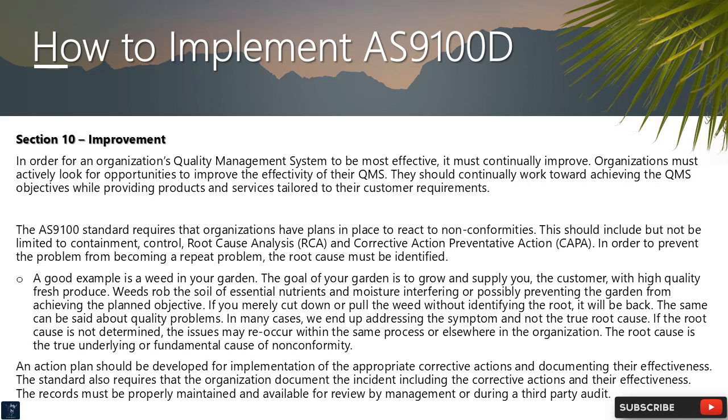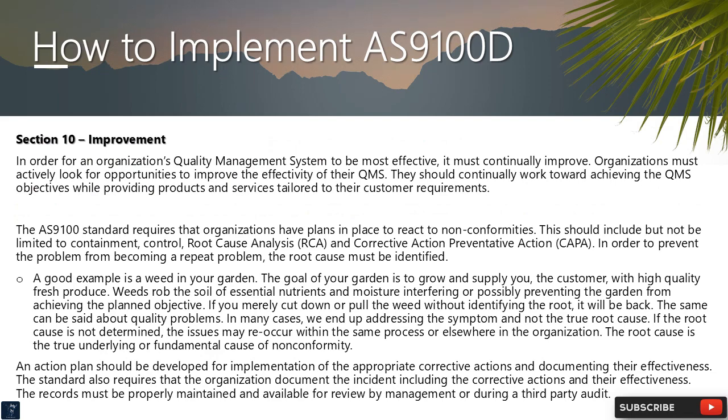In order to prevent the problem from becoming a repeat problem, the root cause must be identified. A good example is a weed in your garden. The goal of your garden is to grow and supply you, the customer, with high-quality fresh produce. Weeds rob the soil of essential nutrients and moisture, interfering or possibly preventing the garden from achieving the planned objective. If you merely cut down or pull the weed without identifying the root, it will be back.